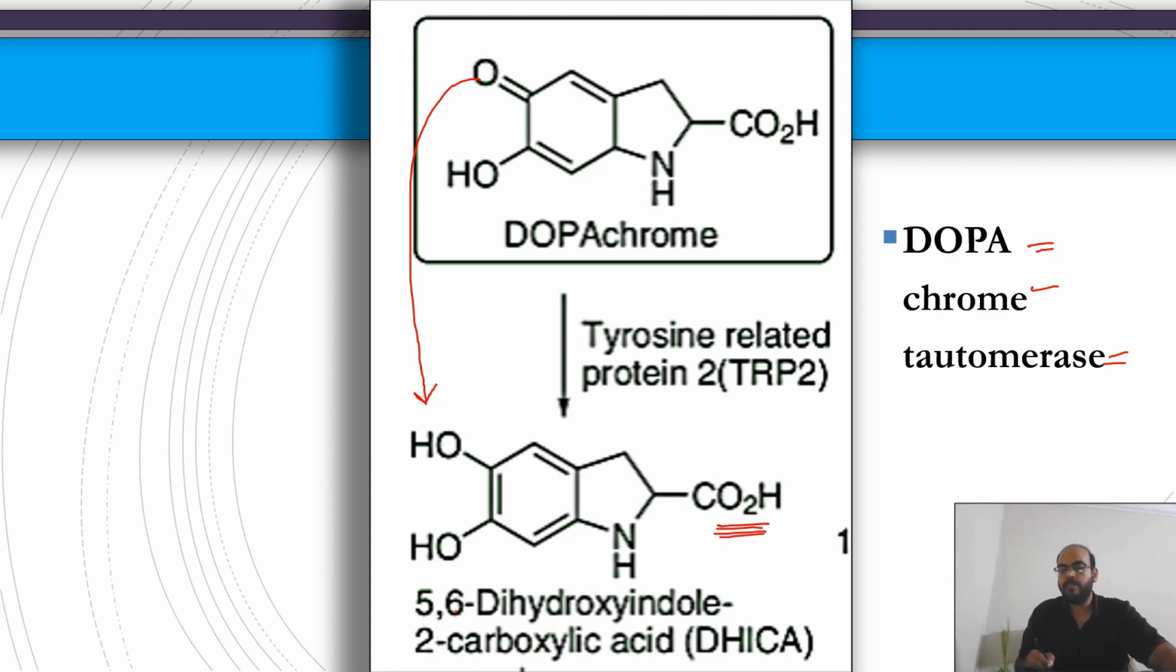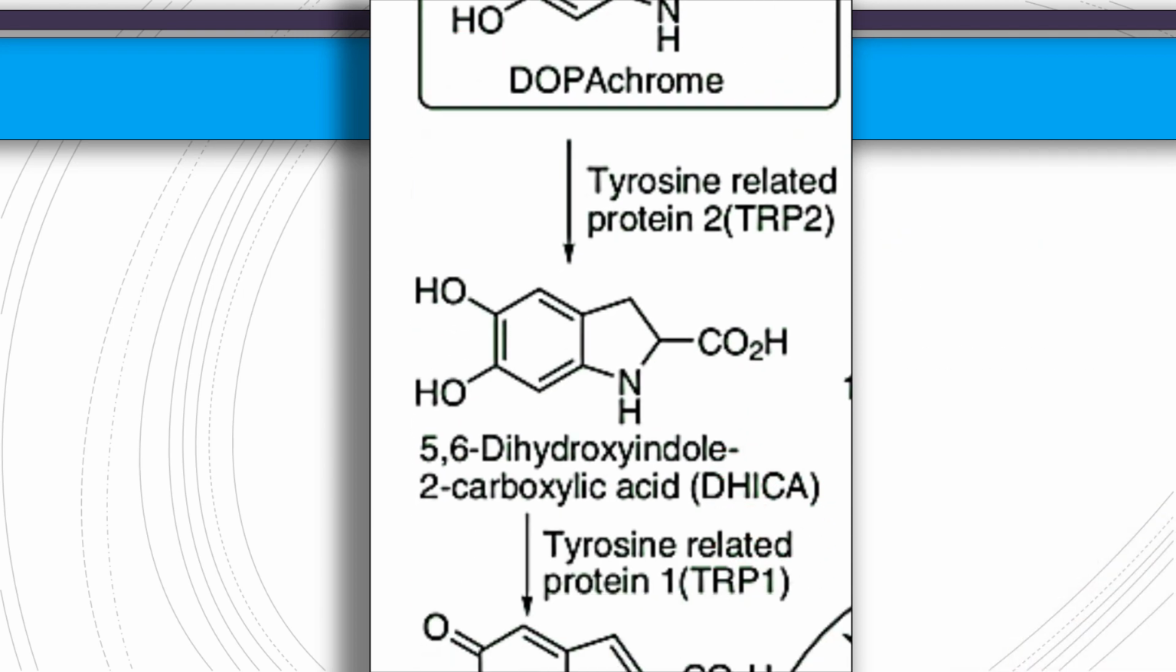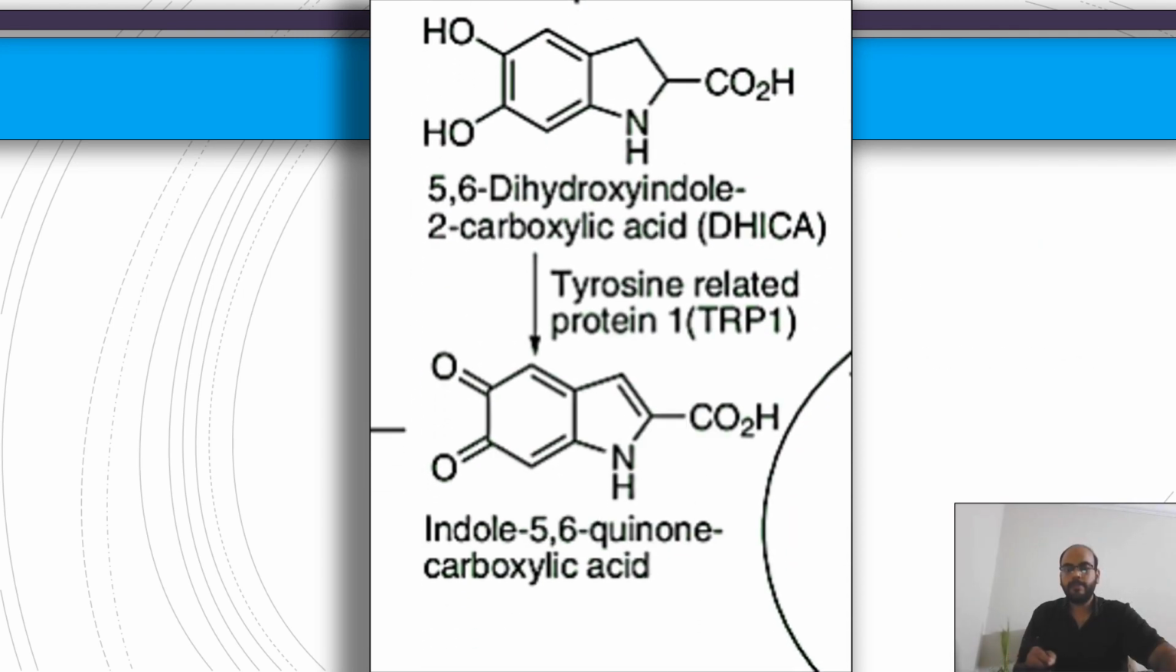Here, 2 carboxylic acid. Remember, in the first step, the carboxylic acid group was removed. Here, it is not removed and it stays to form dihydroxyindole. This is known as DICA, dihydroxyindole carboxylic acid, DICA. Let's move forward. Now, DICA under the action of tyrosine related protein 1, again from step 1, forms indole 5,6 quinone carboxylic acid.